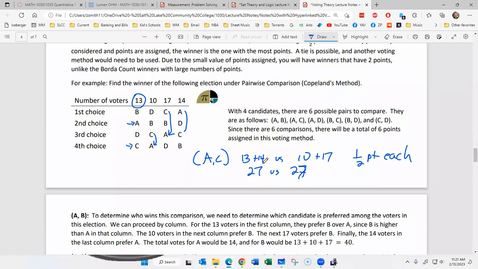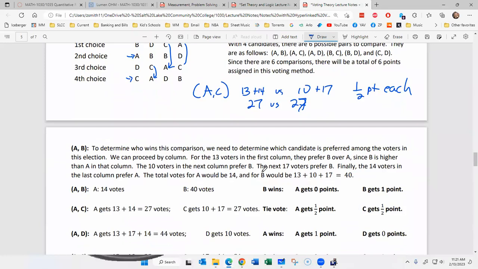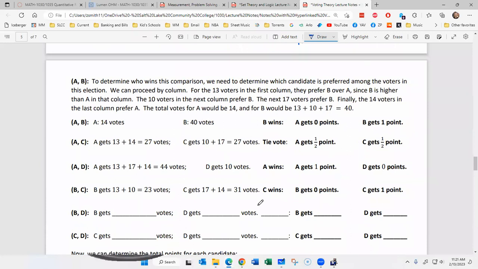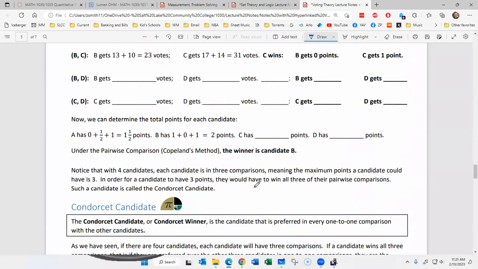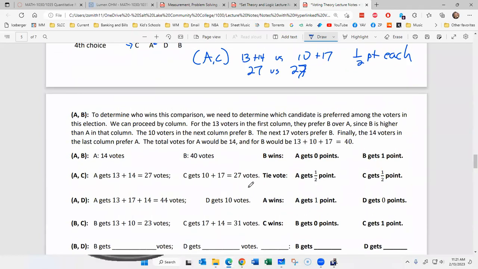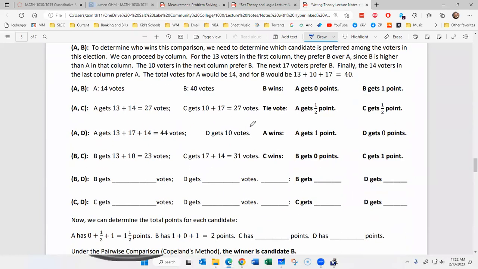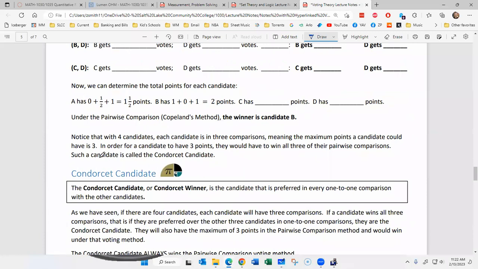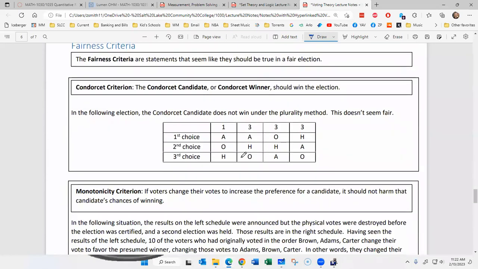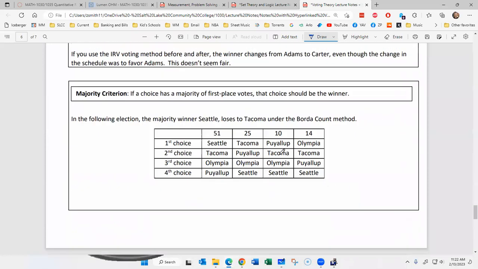In every one-on-one battle, 1 point is assigned. So the AC, half a point each. You go through all of them, whoever gets the most points wins. In this case, A, B, C, D, each person is going to have 3 battles. The most points they can have is 3 points. If anyone gets 3 points, they're called the Condorcet candidate. No one can get more than 3, and only one person can get the most of 3. And then going through the fairness criteria, interesting.